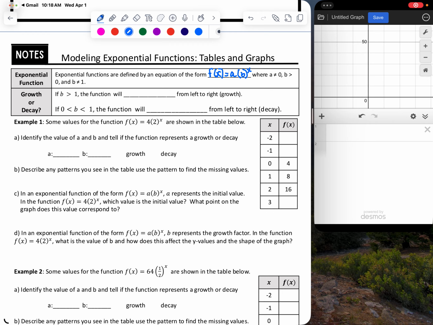Now, in our previous lesson, we learned that if the base of your function is greater than 1, then the function will increase from left to right. And if the base is between 0 and 1, the function will decrease from left to right, or decay.